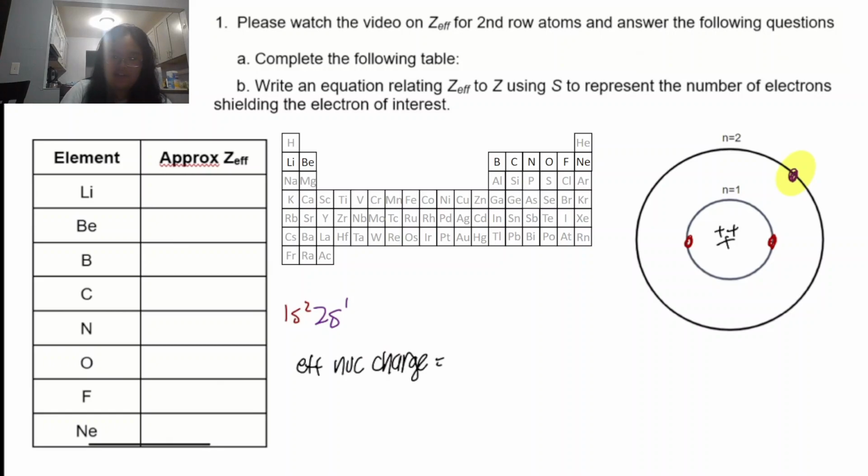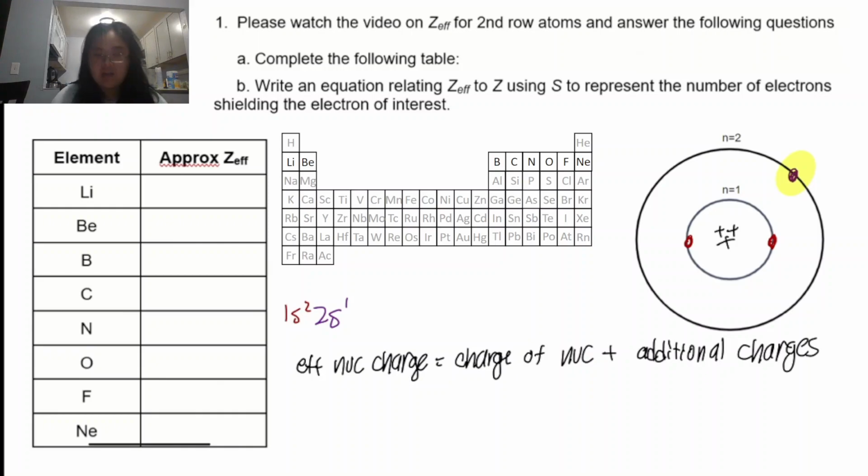and the effective nuclear charge is equal to the charge of the nucleus plus any additional charges. So to find the charge of the nucleus, you just count the number of protons, because protons are the only charged particle in the nucleus. So lithium has 3 protons, so the charge of the nucleus is positive 3.